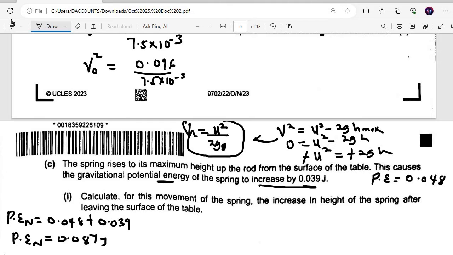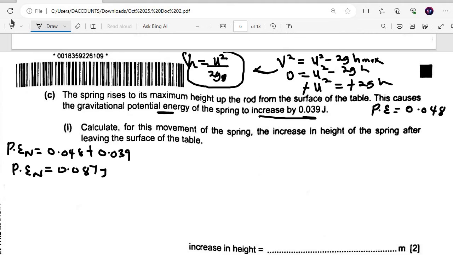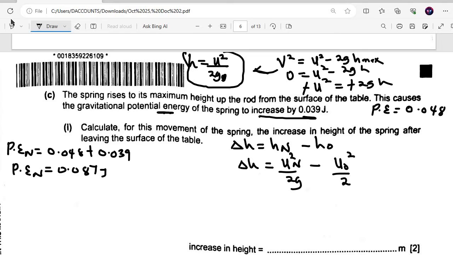We have the initial height and we have the new height. We said calculate the increase in height of the spring. So the increase in height should be the new height minus the initial height. What's the formula for height? That will be new velocity squared over 2g. The initial height will be old velocity squared over 2g. Which will give us 1 over 2g into bracket the new velocity squared minus the initial one squared. This is what I'm going to use.